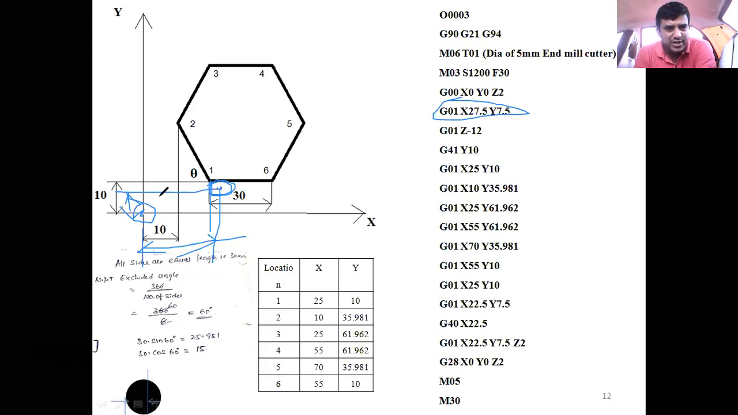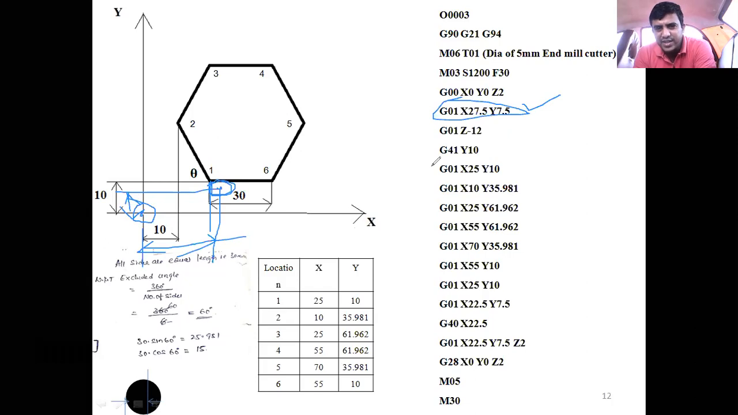The Y value for the first coordinate is 10, but minus the radius of the cutter. What is the radius of the cutter? 2.5. 10 minus 2.5 is 7.5. Is there any doubt regarding this step? If you have any doubt, you can ask me. You can clarify the doubt, then go for the next one.